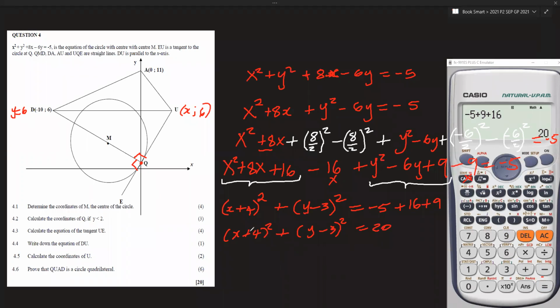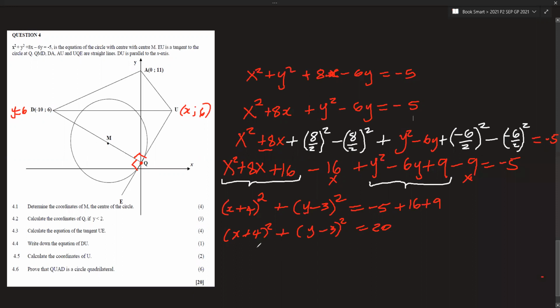Perfect. So now when you are here, you are going to easily get the center. The center M is given by basically having this. Let me write it nicely. Let me highlight these numbers with a different color. This number and that one always give you the center, and you always use the opposite signs.